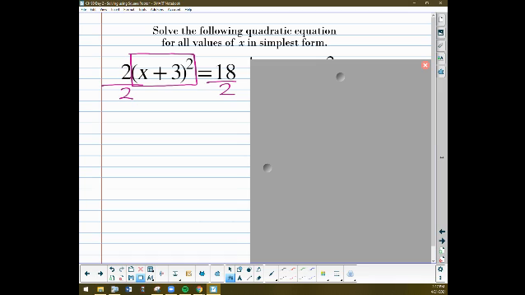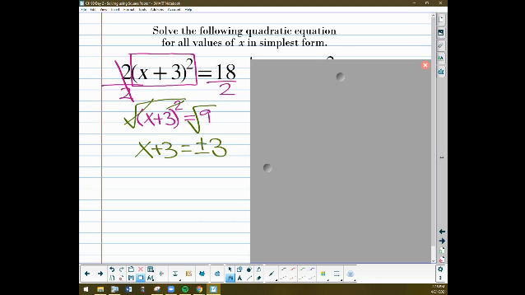So that goes away. I still have x plus 3 quantity squared locked in parentheses, and 18 divided by 2 is 9. Okay, so just one more step before I can get that parentheses squared alone. Now I still have 3 locked in those parentheses, so I have to take the square root of both sides. Those will cancel. Now x plus 3 is free. Square root of 9 is plus or minus 3.